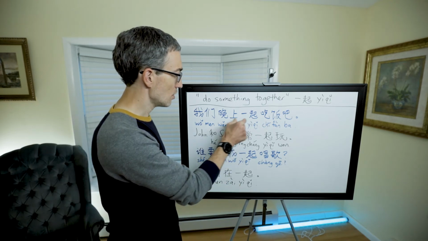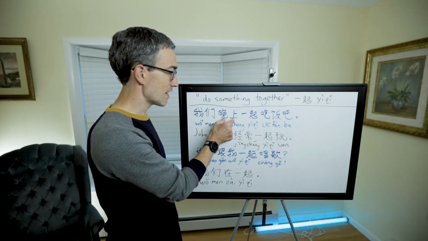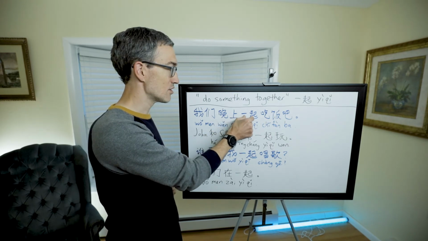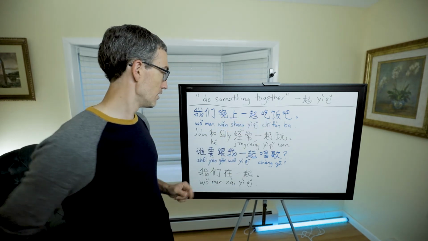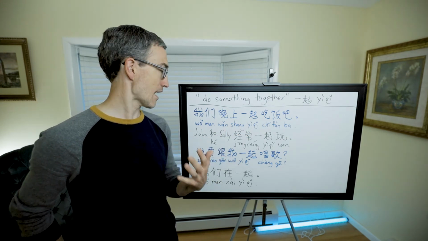So we have a time phrase here and a 一起 together phrase. Notice the time phrase goes first and then the 一起. So 一起 will be closer to the verb. 一起 together is an adverb describing how the action is happening.